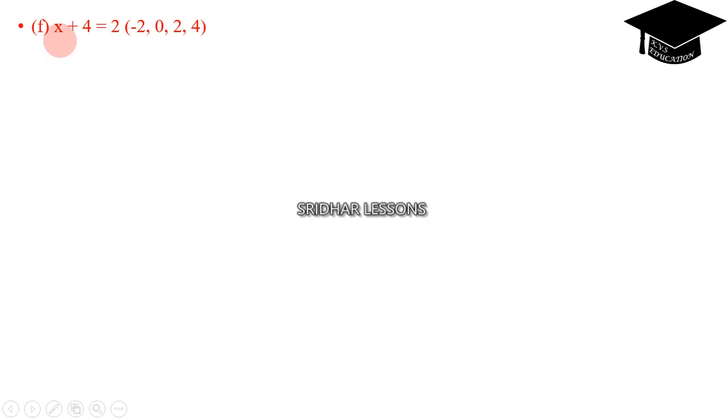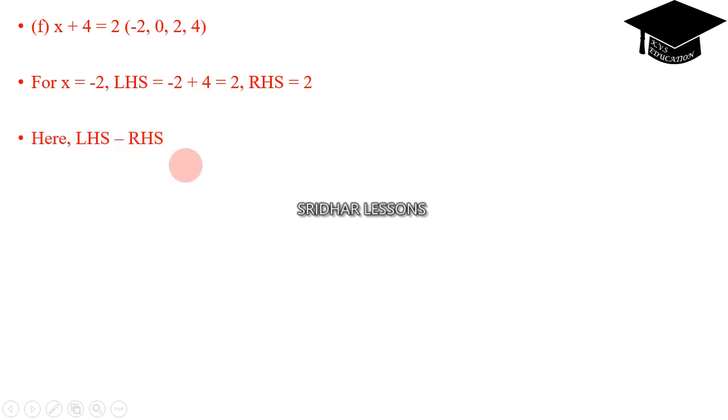Next question, x plus 4 equals 2. We have to check with the values of -2, 0, 2 and 4. For x equals -2, for the first value, LHS is equal to -2 plus 4. The result is 2. RHS is also equal to 2. Here LHS is equal to RHS. Therefore, x equals -2 is the solution of the equation.